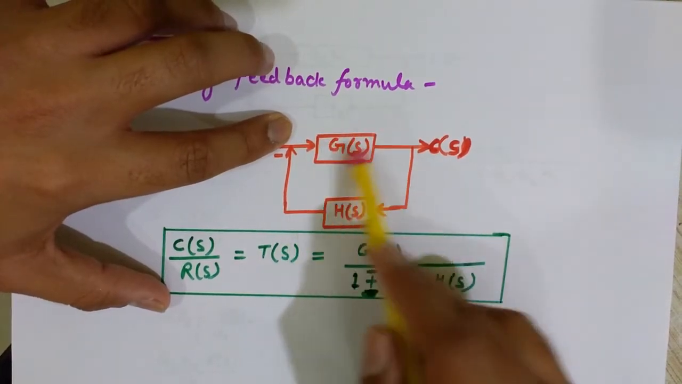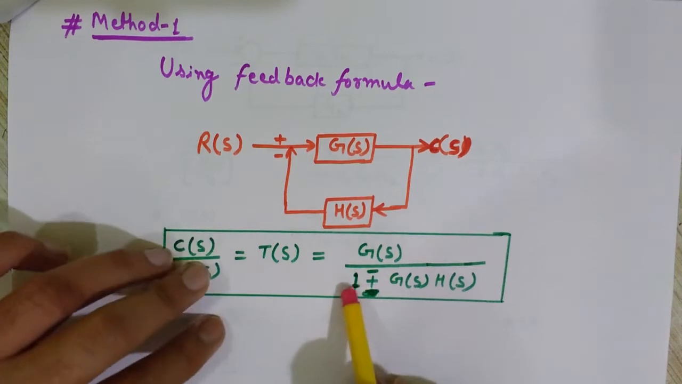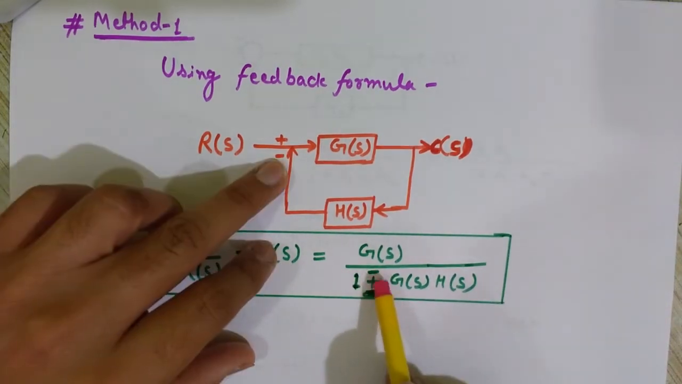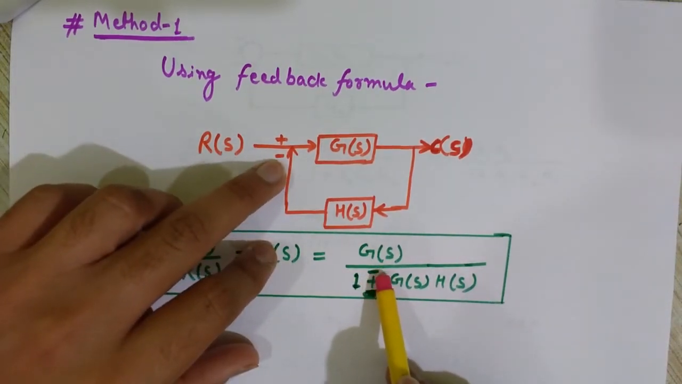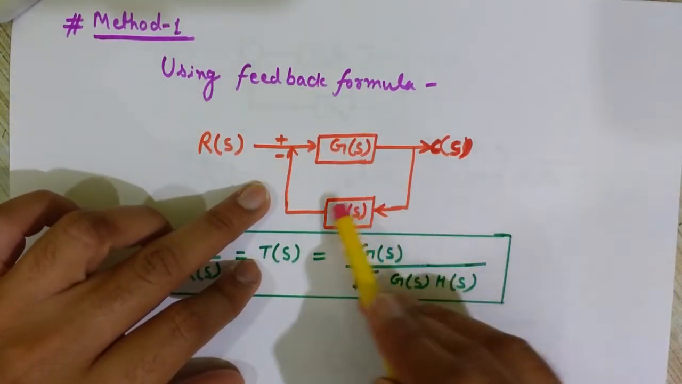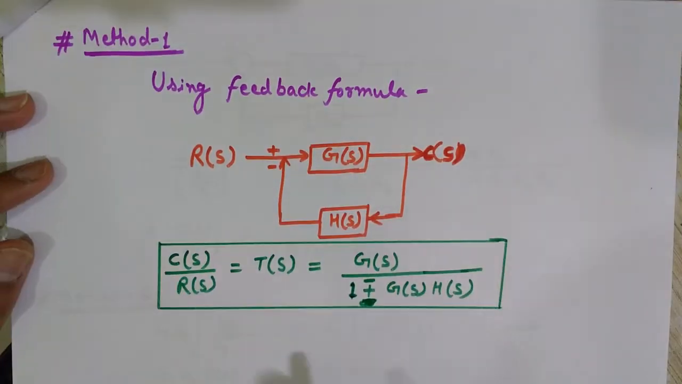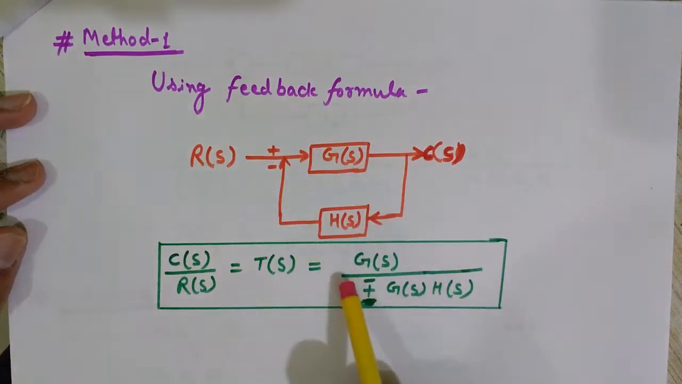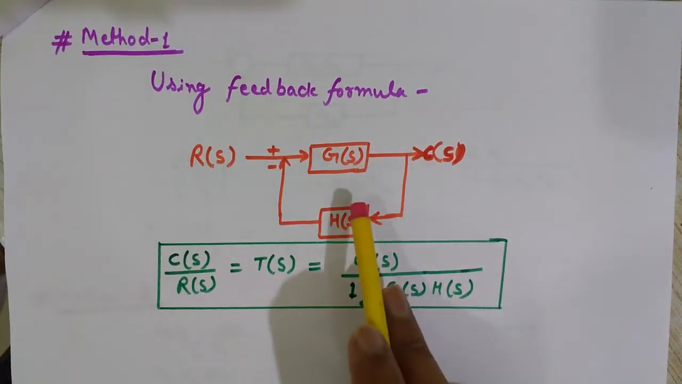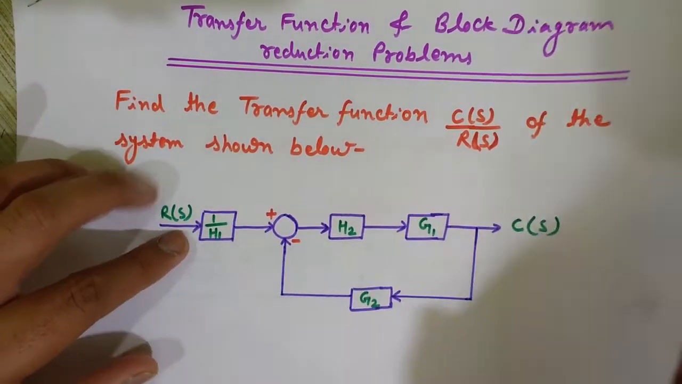First, we will write this term here, and in the denominator, we will write 1 with the opposite sign. If it is minus, then plus, and if it is plus, then it is minus. Then the multiplication of both of these terms in the feedback and in the forward path. So this is the standard formula. To solve this using this standard feedback formula, we will compare this with our given block diagram. Just rearrange the terms according to this one.